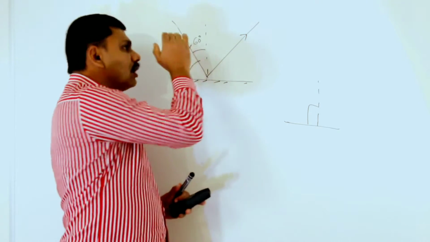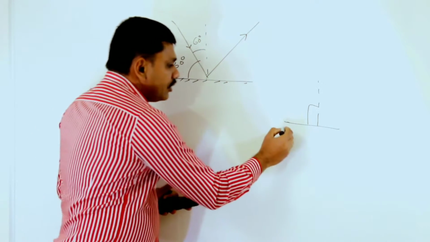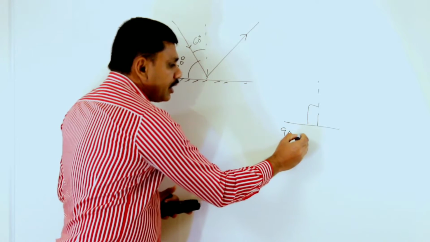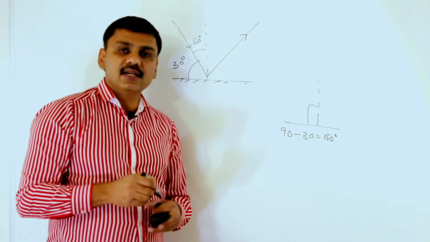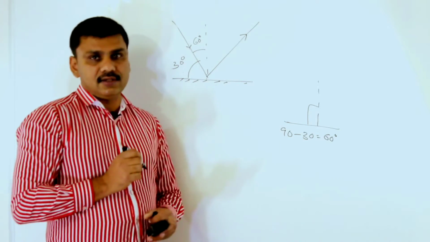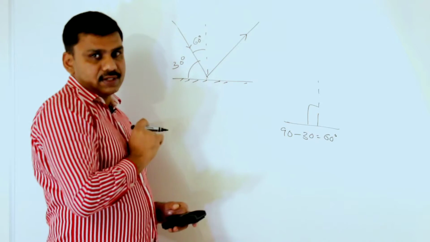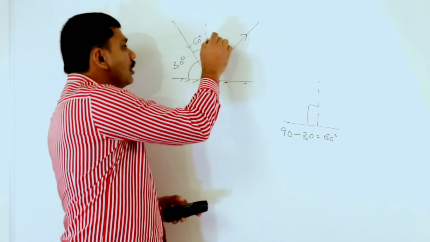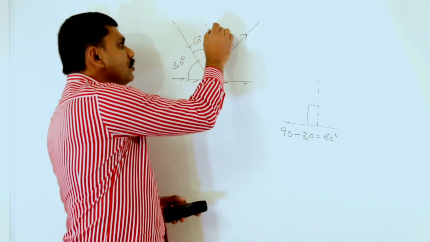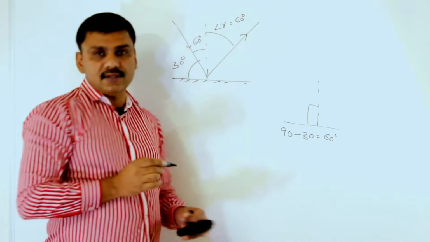So how can you calculate the angle of incidence? Take the difference between 90 degree and 30 degree. It will be 60 degree. So 60 degree is the angle of incidence. Then you can easily calculate the angle of reflection. In the case of regular reflection, angle of incidence will be equal to angle of reflection. So it will be 60 degree.